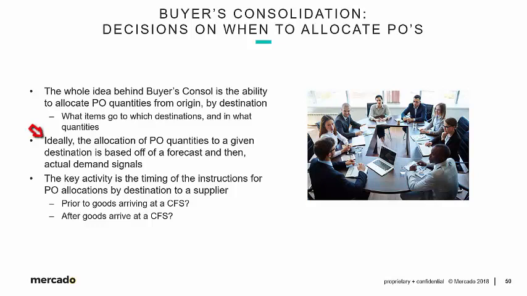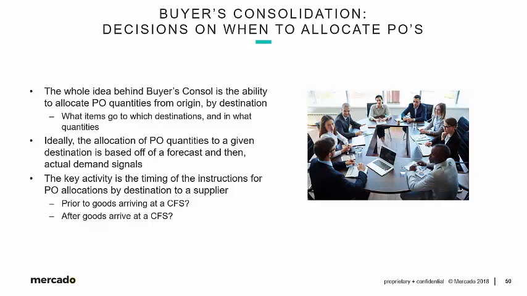Ideally, the allocation of PO quantities to a given destination is based off of a forecast and then actual demand signals. This bullet point should take us all the way back to our first 3 modules that talked about demand management, using a forecast to begin with and then actual demand signals. In our omni-channel environment, orders that are written with customers by our salespeople, online sales as a demand signal, retail purchases as a demand signal. We want to use those demand signals to guide us as the importer on how to split these POs amongst our various destinations.